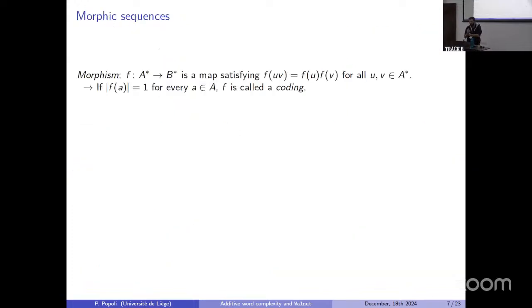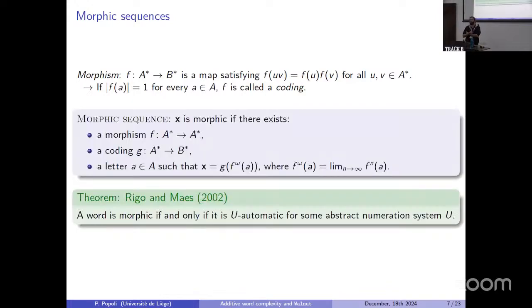We can generalize: there is a correspondence between these automatic sequences and morphic sequences, which are fixed points of morphisms. A morphism, as I said, preserves concatenation. If every image is of length 1, we call the morphism a coding. And a morphic sequence is the image under a coding of a fixed point of a morphism. So x is equal to g of f^ω(a), where f^ω(a) is an infinite fixed point of the morphism starting with a.